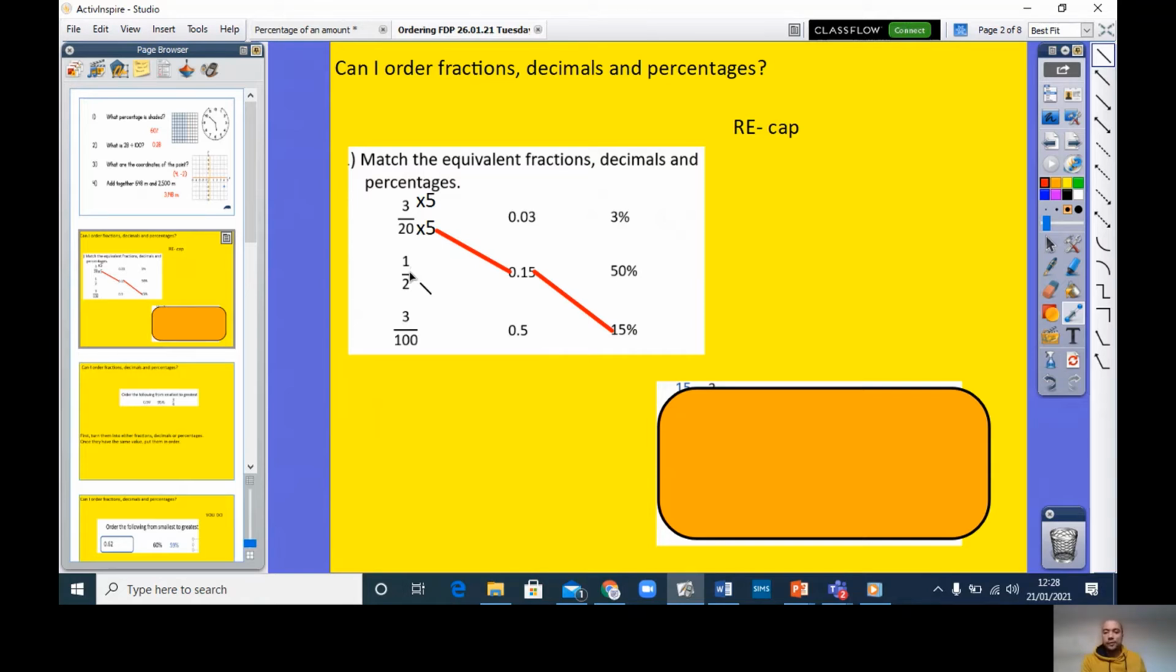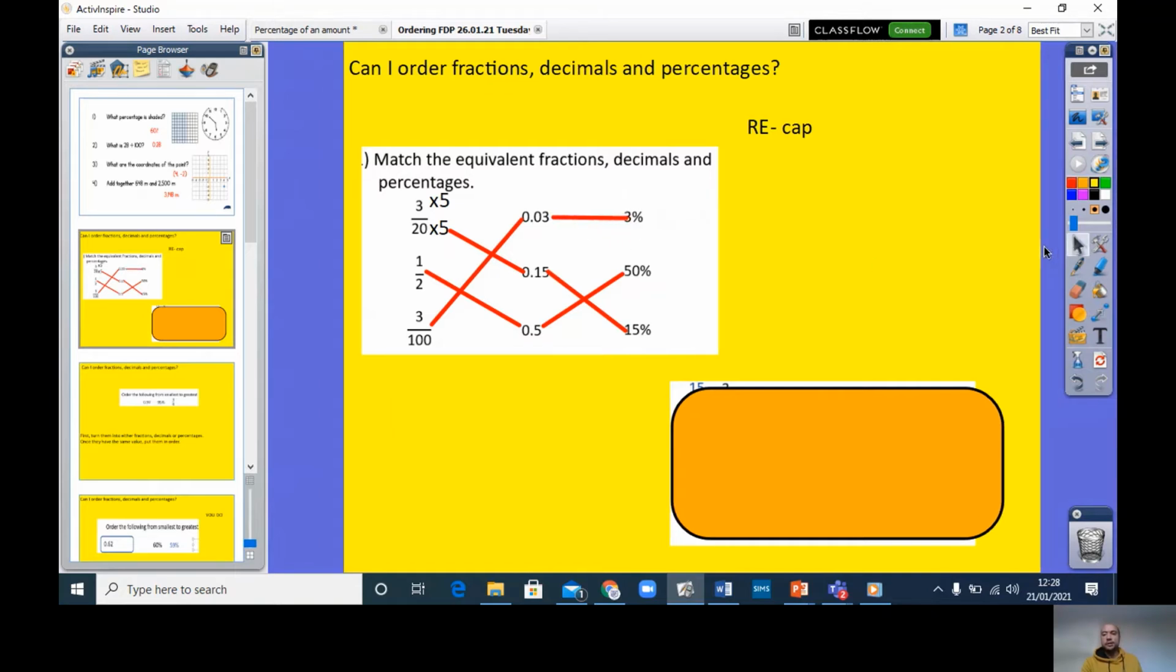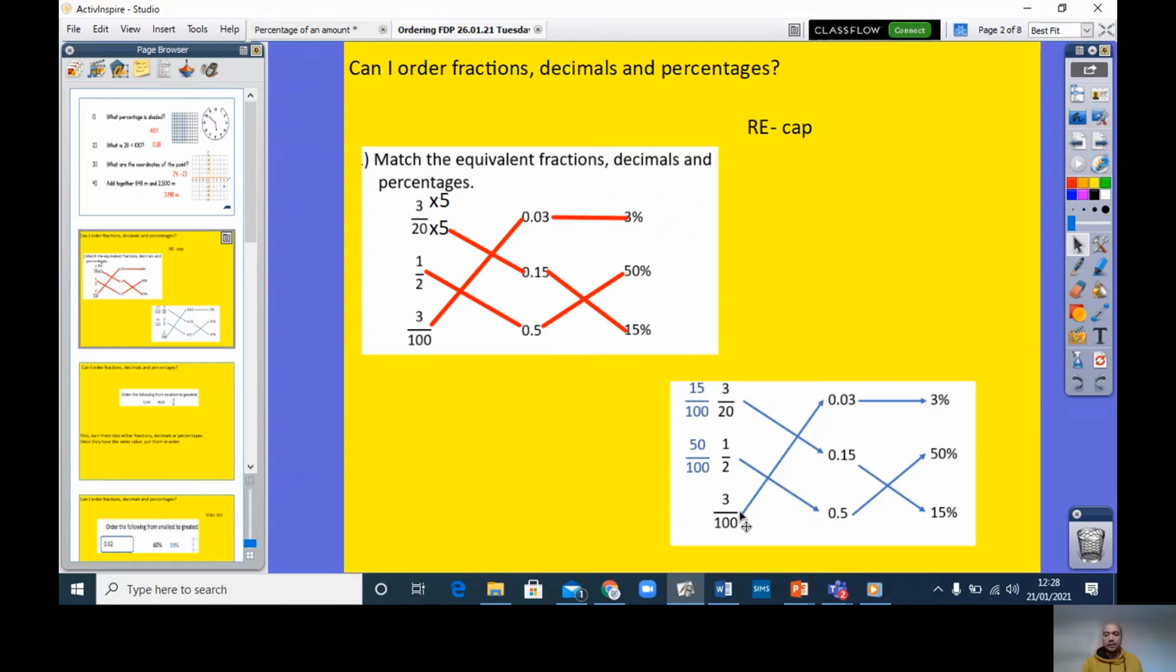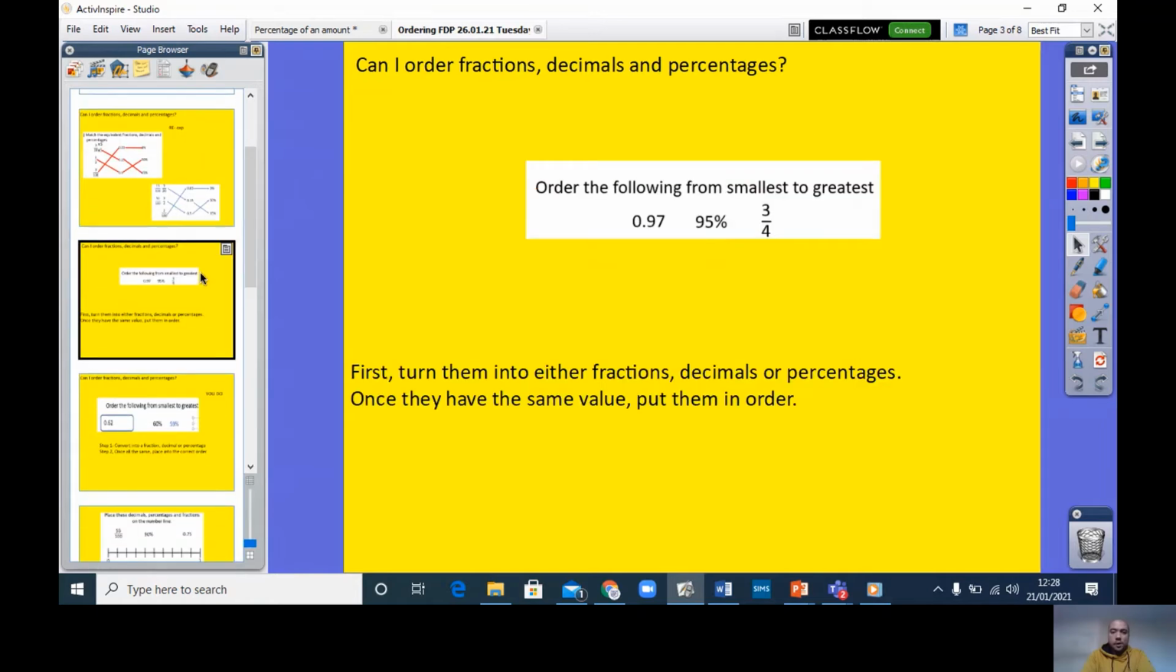Which one represents 50 out of 100? I know it's not 0.03, I've got 0.5, okay? 50 out of 100, and 50 out of 100 is a half, the same as 50%. And then that brings us to this one. We can see we've got 3 in the hundredths column, so we've got 3 out of 100, and then 3%. We can check to see if we're correct, just in case. Excellent. Looks spot on. Okay, brilliant. Let's move on.